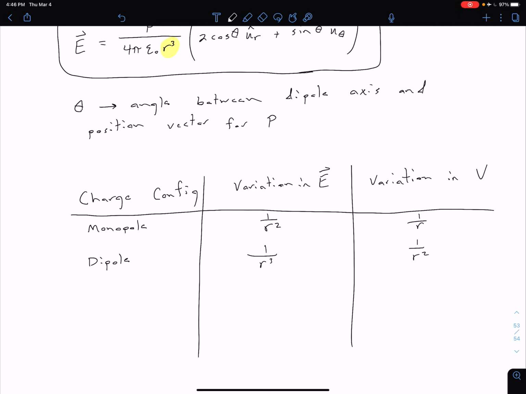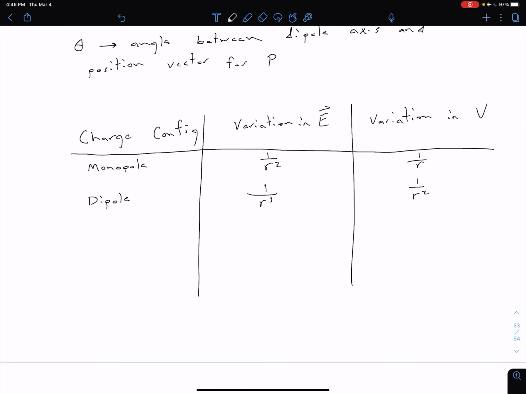And so this trend actually continues. If we scale up by multiples of 2, we get a quadrupole, which would just be 2 dipoles, and has an electric field that varies as 1 over r to the 4th, and a potential that varies as 1 over r cubed. And then if we have 2 quadrupoles, we get an octupole, and the electric field for that is going to vary as 1 over r to the 5th and the potential as 1 over r to the 4th. Of course, if we keep scaling that, it's just going to keep increasing by a factor of 1 over r.